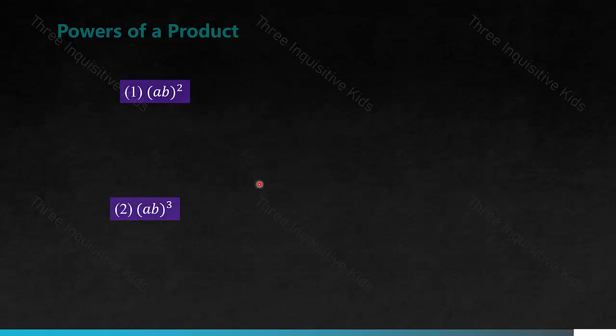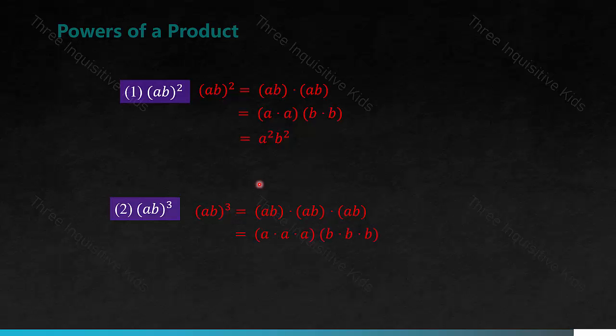I want you to try to simplify both of these expressions right now. First, pause the video and try to figure it out yourself. So for the first expression, we can expand the second power into ab times ab, and then you can mix it up a little bit to make it a times a times b times b, and then you'll end up with a squared times b squared. And for the second expression, we also expand it into ab times ab times ab, and then you put the a's together and the b's together separately to get a cubed times b cubed.